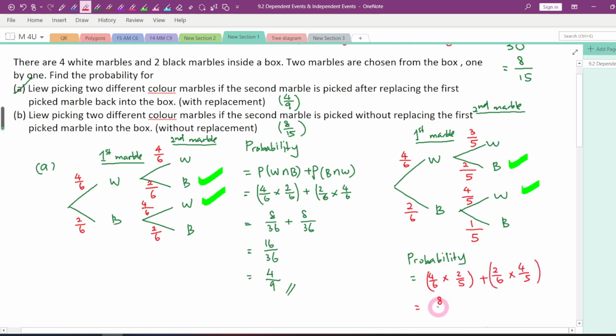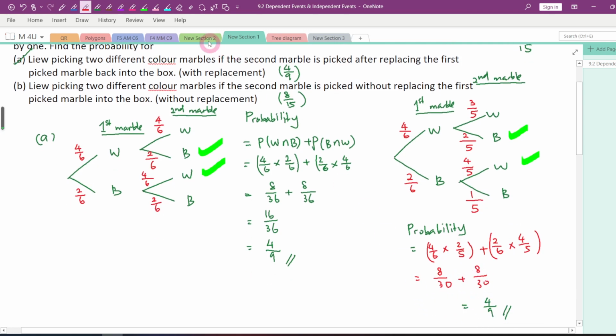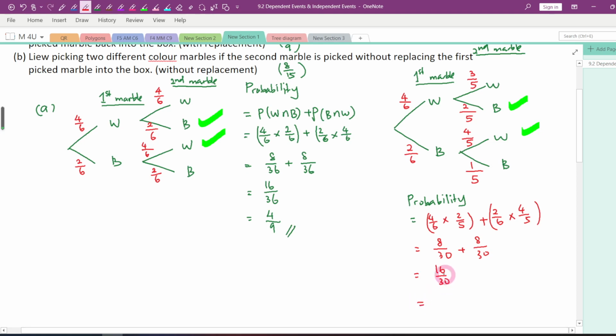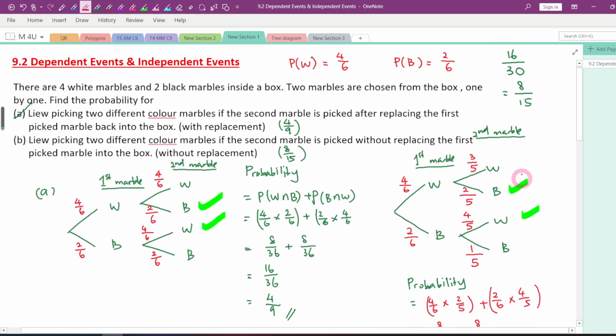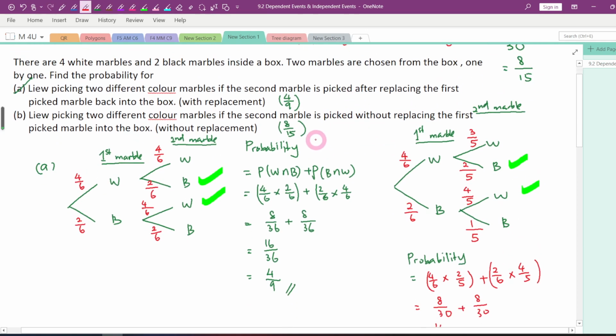4 times 2 you get 8, 6 times 5 is 30. 2 times 4 you get 8, 6 times 5 is 30. So eventually, let me erase this one first. This is 16 over 30. If you simplify it, divided by 2, divided by 2, here you will get 8 over 15. Okay, we still get the same answer.